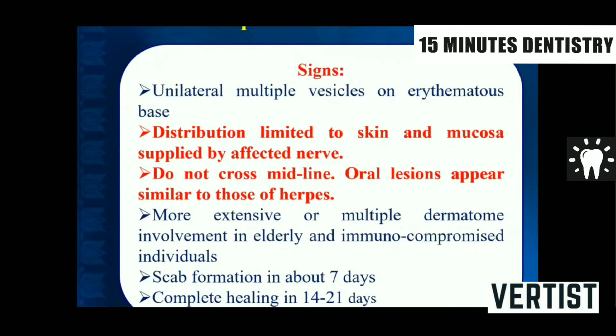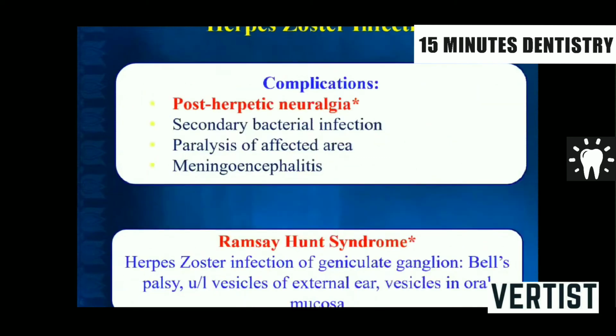The episodes are very extensive, and multiple dermatomes are involved in immunocompromised or very elderly patients. Complications you have to remember. The most important and commonly asked complication is post-herpetic neuralgia. That is, after the remission also, the patient might complain of pain along the nerve. Secondary bacterial infection can occur on the ulcerations, and then paralysis of the affected area. Ma'am has already covered Ramsay Hunt syndrome, but I would like to emphasize it again. It has been asked many times. It is the herpes zoster infection of the geniculate ganglion, which consists of Bell's palsy, unilateral vesicles of the external ear, and vesicles in the oral mucosa.